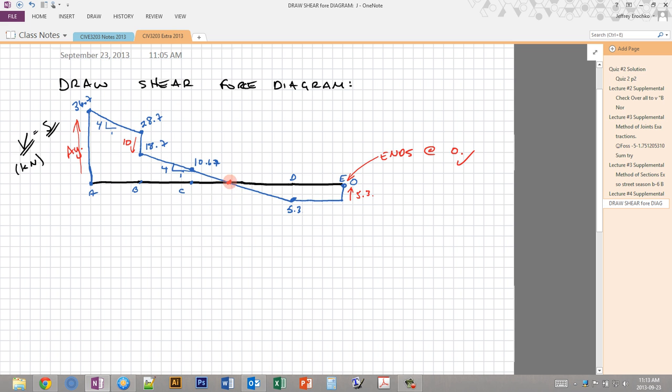Now how do we find what this point is? Well, it's pretty easy. We want to find what this distance is. Okay. So using similar triangles, we know the total distance here.